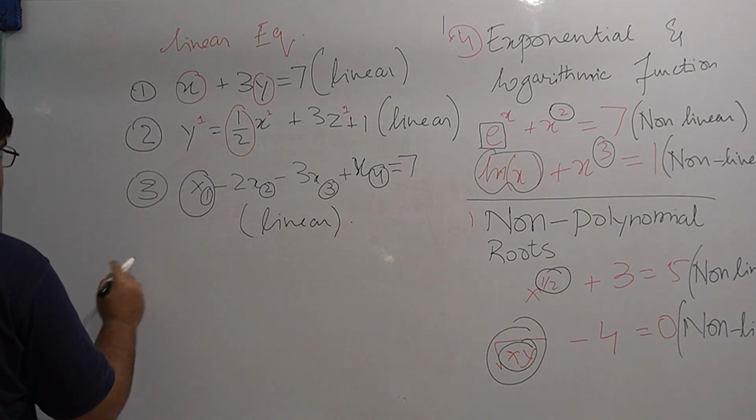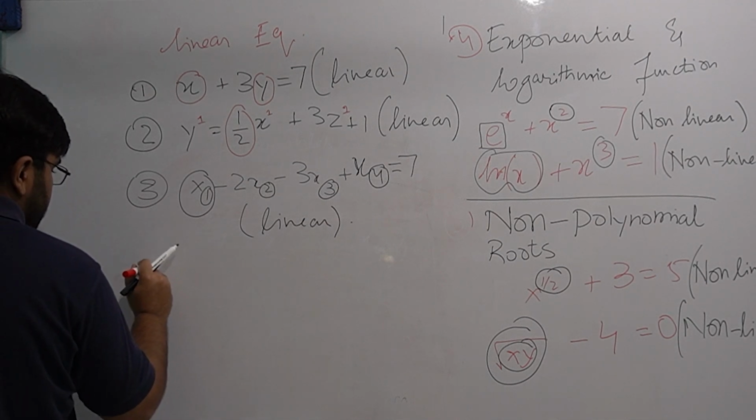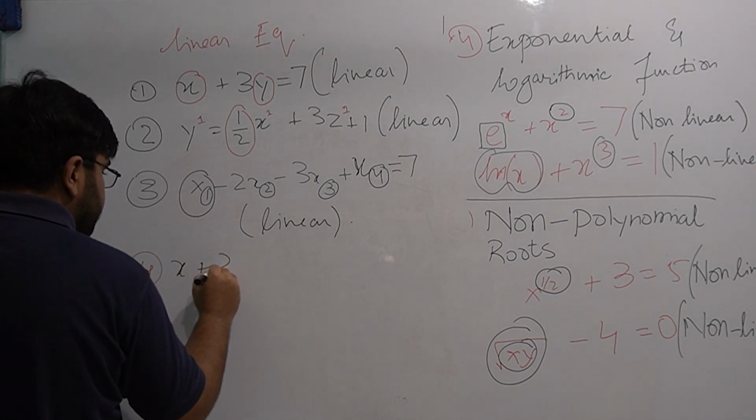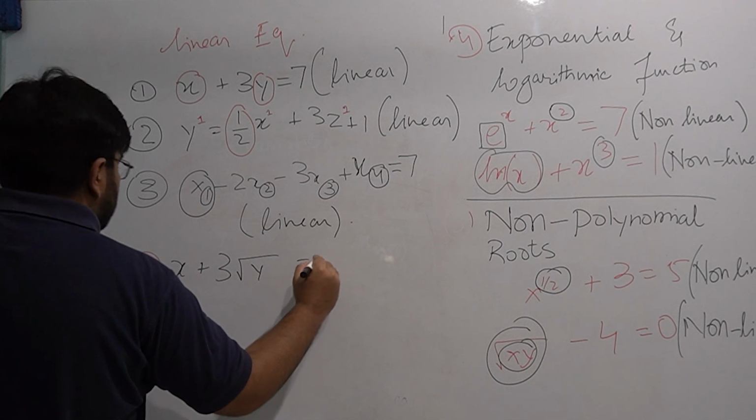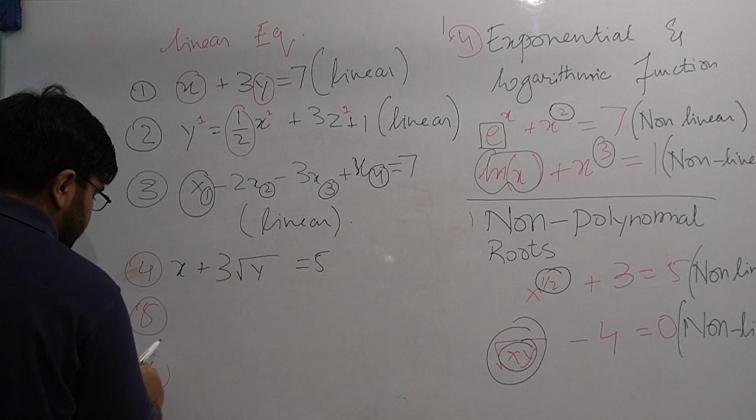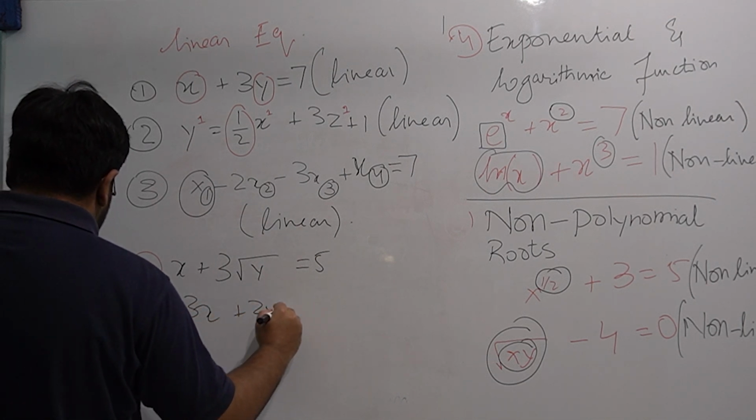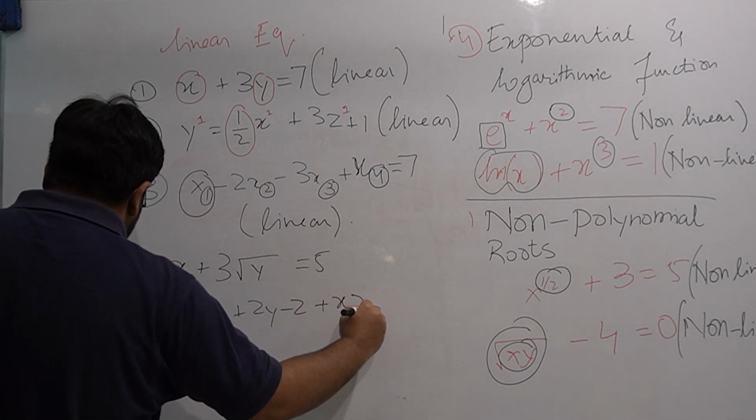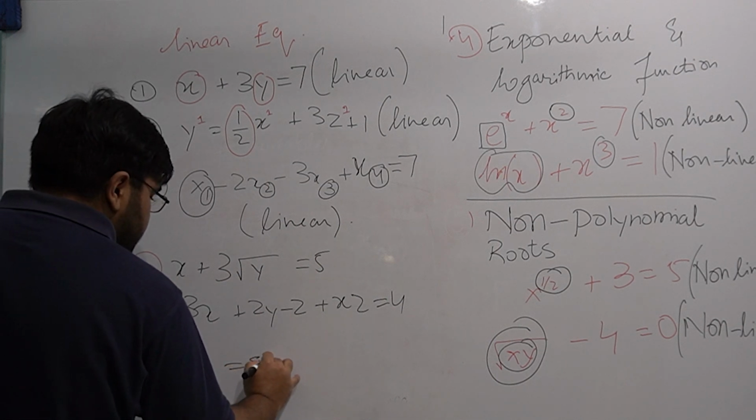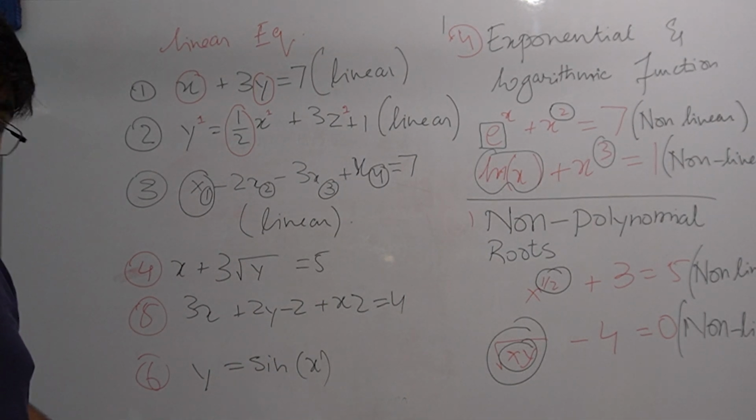Now if I give you a few more examples here, for example, example 4, which is x plus 3 under root y is equal to 5, and 6, 3x plus 2y minus z plus xz is equal to 4, and y equal to sine x. What do you think? Are these linear or non-linear equations?